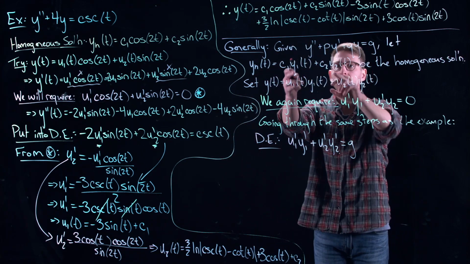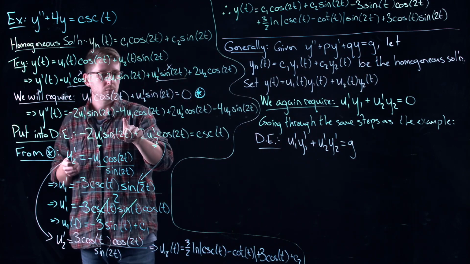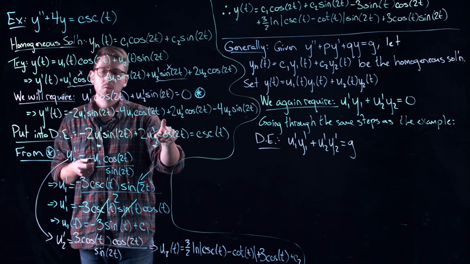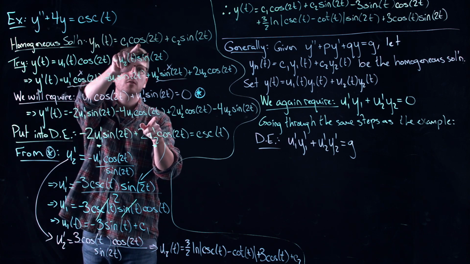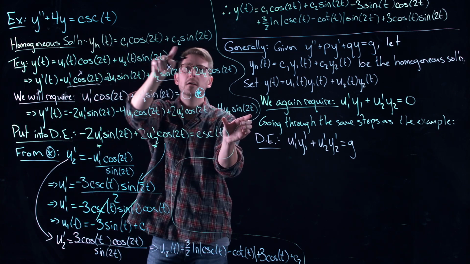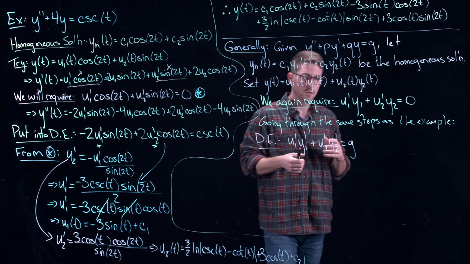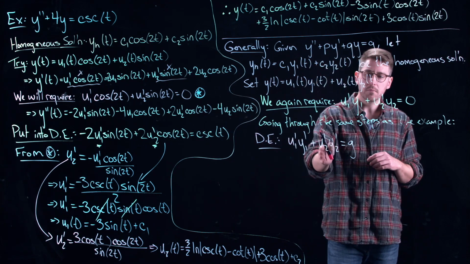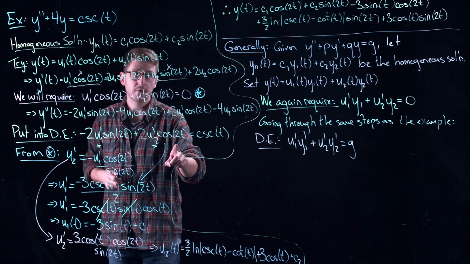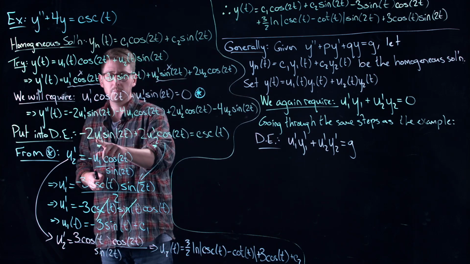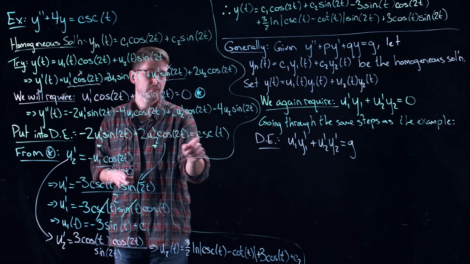Again, you're going to have to use the fact that y1 and y2 are solutions to the homogeneous equation, in the same way that we saw this term drop out when we put it into the differential equation. That came from the fact that cos of 2t was the homogeneous solution. Same thing with this term right here, which again came from the fact that sine of 2t is part of the homogeneous solution. So again, u1 prime y1 prime plus u2 prime y2 prime. Go back and double check. That's exactly what we have here for our differential equation: u1 prime y1 prime plus u2 prime y2 prime equal to g.